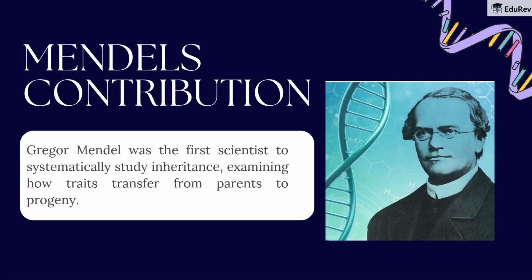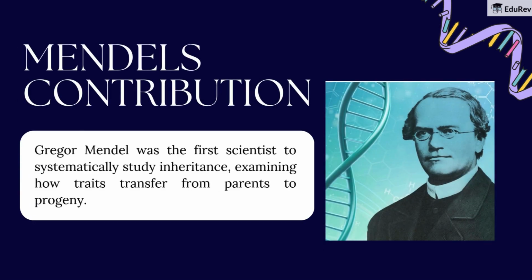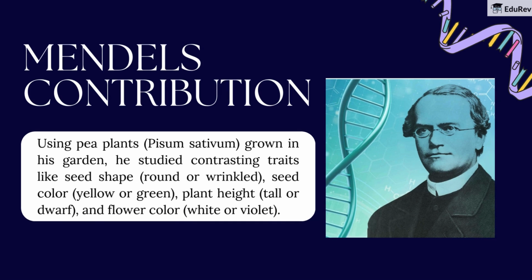Gregor Mendel was the first scientist to systematically study inheritance, examining how traits transfer from parents to progeny. Using pea plants, Pisum sativum, grown in his garden, he studied contrasting traits like seed shape, round or wrinkled, seed color, yellow or green, plant height, tall or dwarf, and flower color, white or violet.